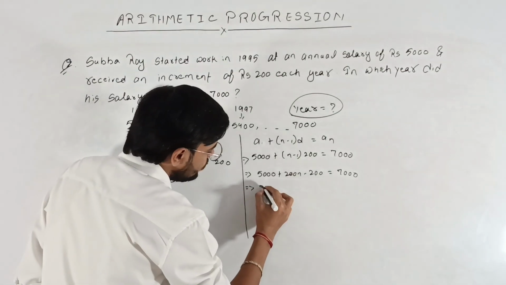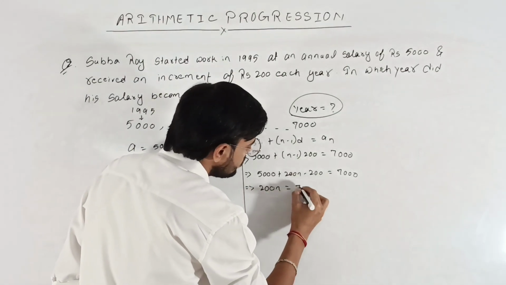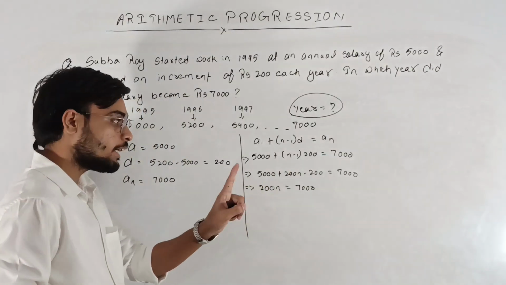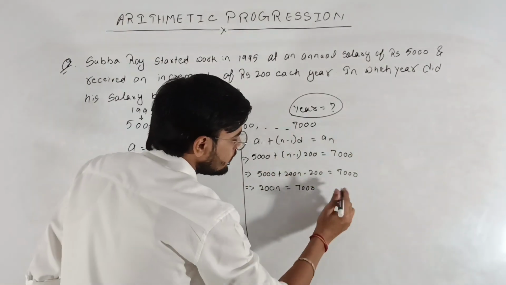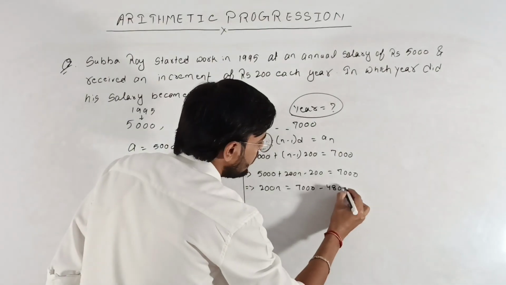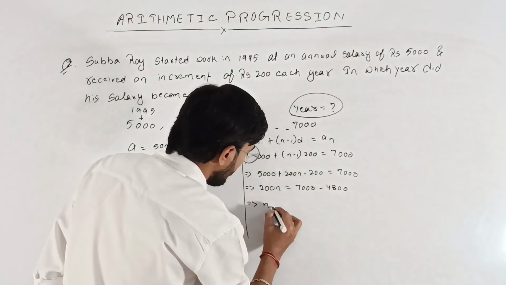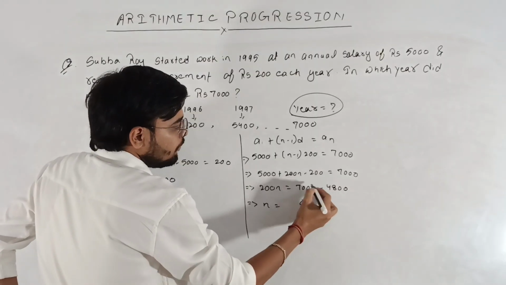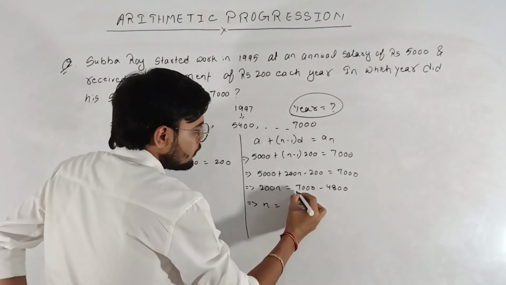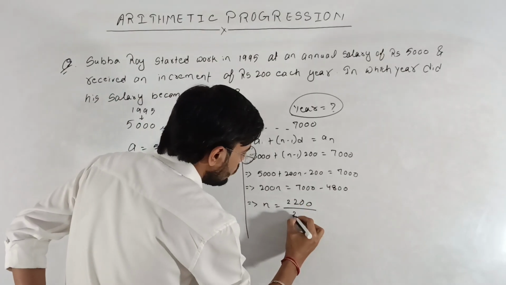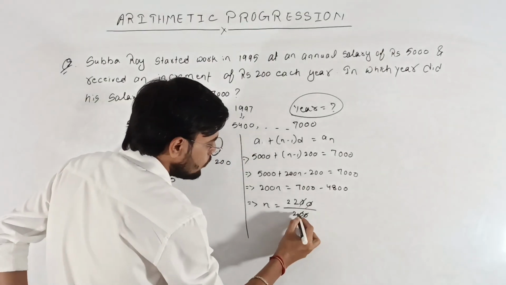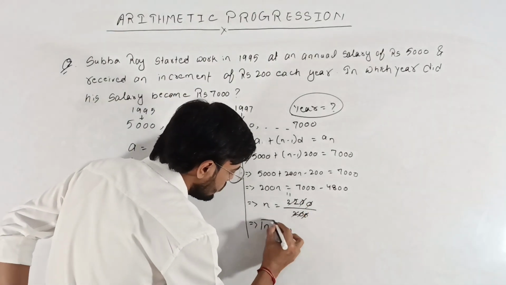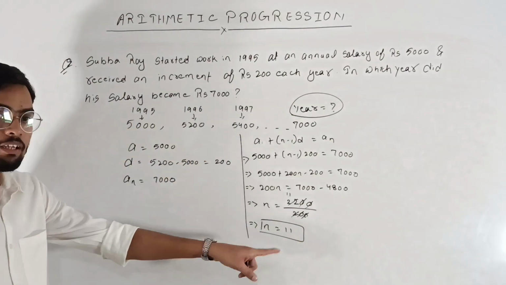Now from here 200 N is equal to 7,000. Subtract 200 from 5,000, then we get 4,800. Now this 4,800 goes to this side and becomes minus 4,800. So N is 2,200 upon 200. This cancels the zeros, and N is 11. So N is 11 years.